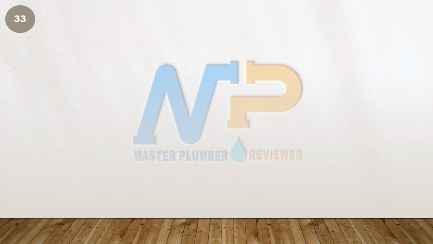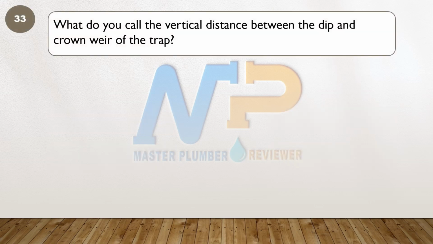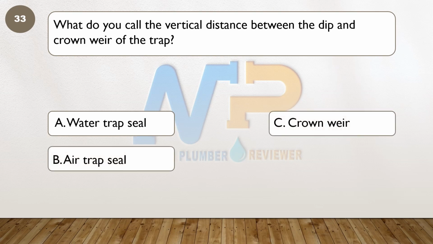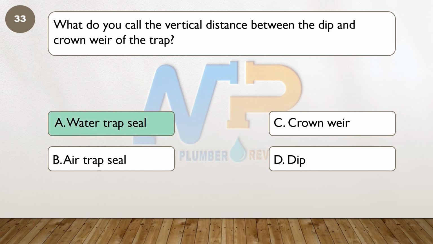Number 33. What do you call the vertical distance between the dip and crown weir of the trap? A. Water trap seal. B. Air trap seal. C. Crown weir. D. Dip. The answer. It's A. Water trap seal.